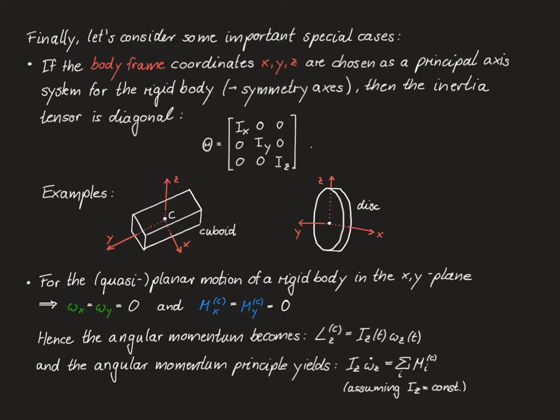So this concludes our brief review of the dynamics of a rigid body, which we will now use to derive the equations of motion for the dynamic bicycle model, and we will also make heavy use of all of this stuff everywhere in our vehicle dynamics and control course.